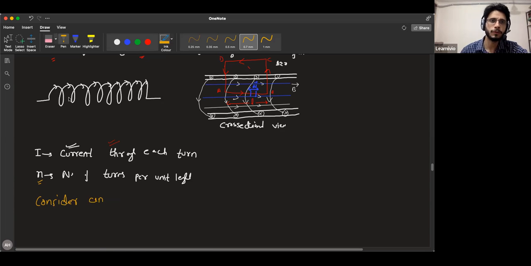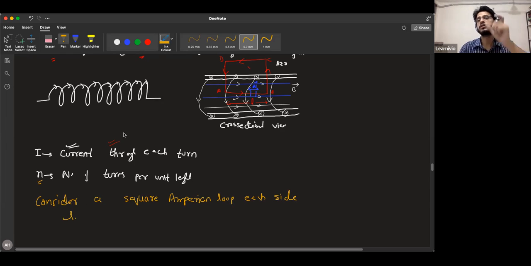We will consider a square Amperian loop. Sir, but we studied that we will consider it as circular only. No, for a straight conductor or a cylindrical conductor, we consider a circular loop. But this is neither a straight nor a cylindrical conductor. So consider a square loop. We take this loop, and the name of the loop is ABCD.